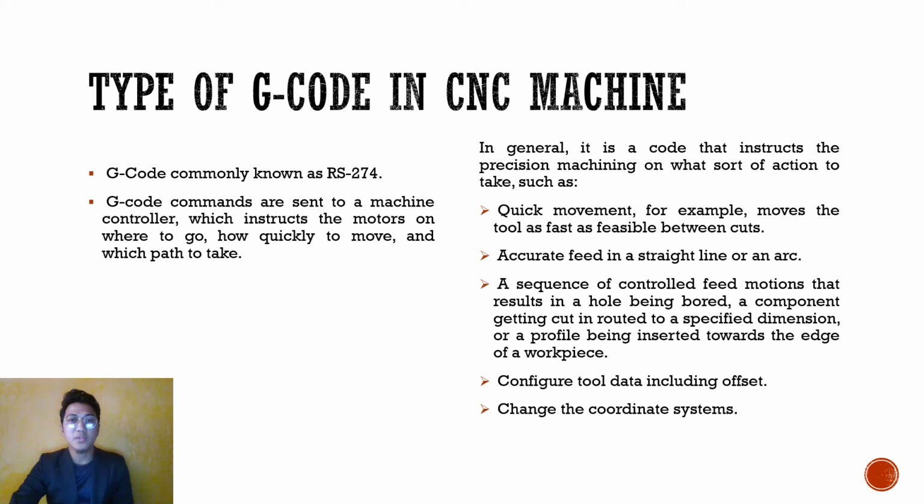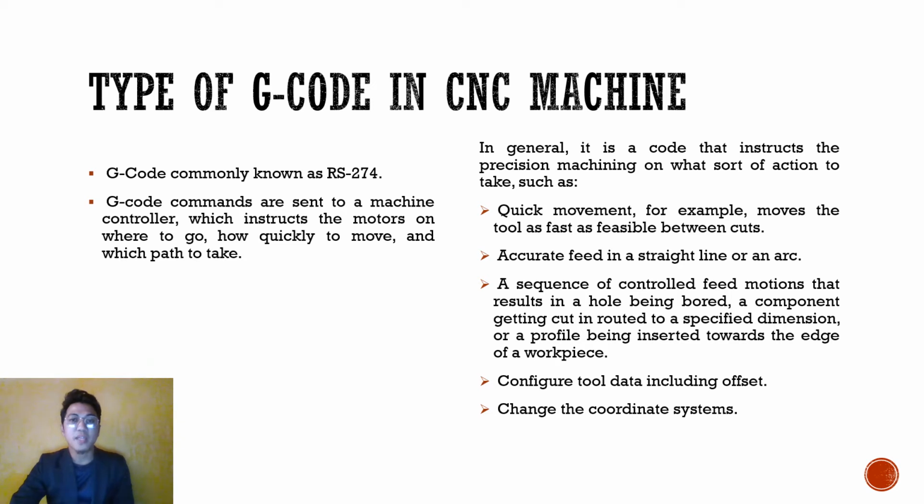Types of G-code in CNC machine. First, G-code, commonly known as RS274. Second, G-code commands are sent to a machine controller which instructs the motor on where to go, how quickly to move, and which path to take.